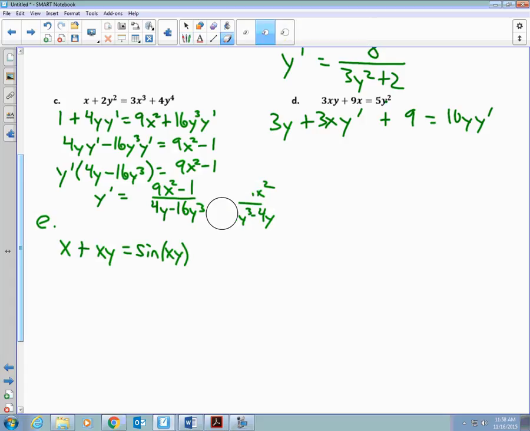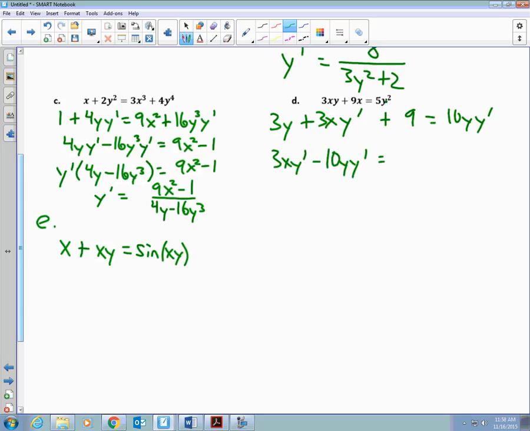Now, gather the y primes on one side. So 3xy prime minus 10y prime equals -9 minus 3y.